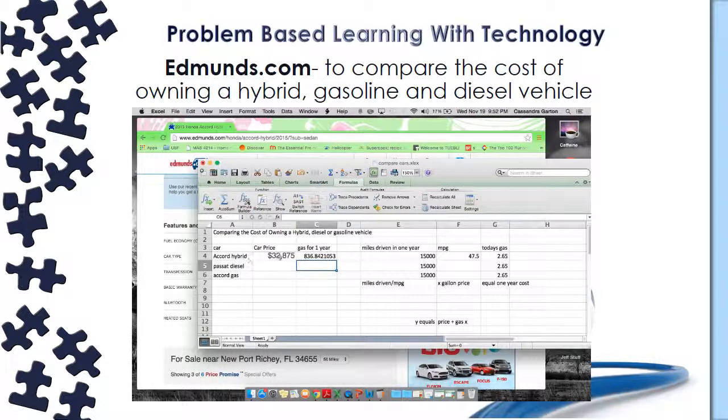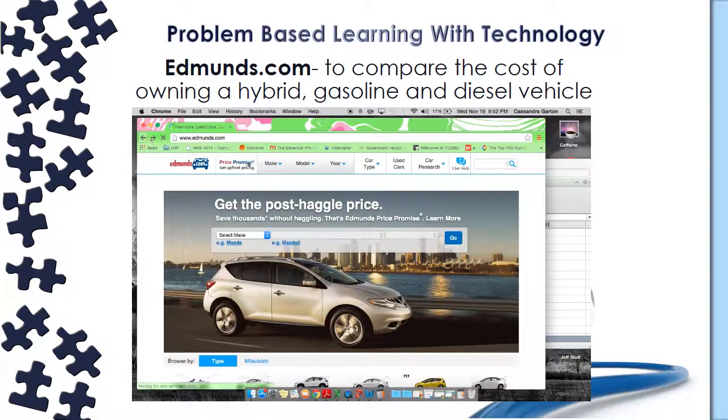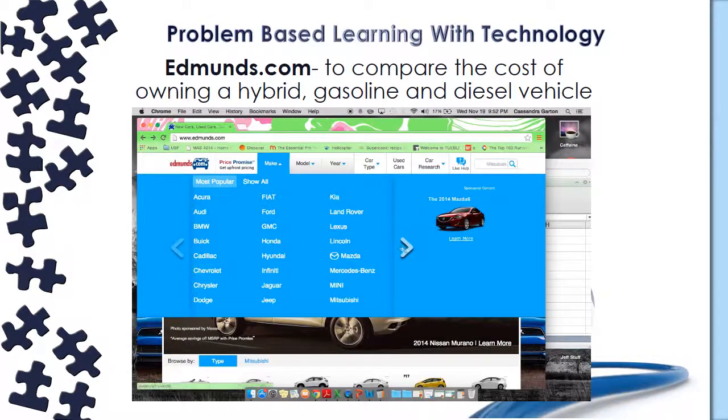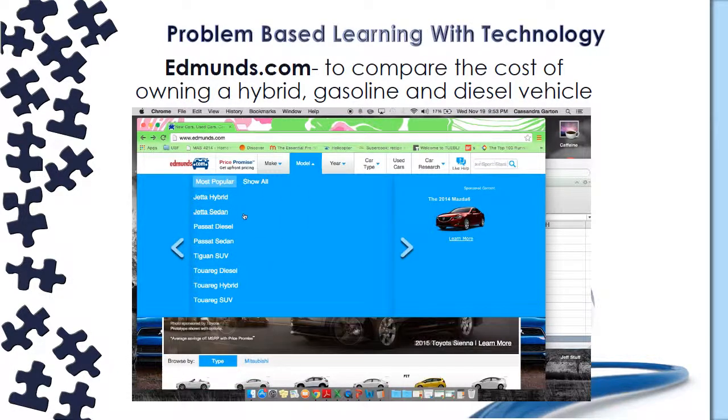Okay, now once I have the information for the Accord Hybrid, I'm going to go ahead and find my next two vehicles. Again, students are allowed to pick whichever ones they want to, but I've already chosen the Passat diesel, so I'm going to go back to Edmunds, and Passat is made by Volkswagen. I would give students an opportunity to play around and choose the vehicles that they want, so they get motivated and excited about the problem.